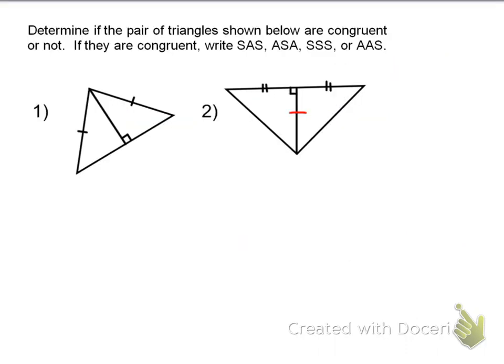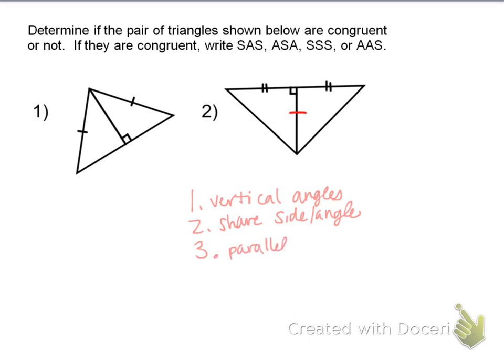Okay, so we're going to determine what they are. So some of these are pretty easy because I give you the angles straight up. Some of them you might have to find other parts that are congruent. I always check for vertical angles first. If they share a side or angle, that means they're congruent. And then I look for parallel lines. Because if I have parallel lines, I will have alternate interior angles, which are congruent, or I'll have corresponding angles, which are also congruent. So those are the things I look for to make more congruencies.